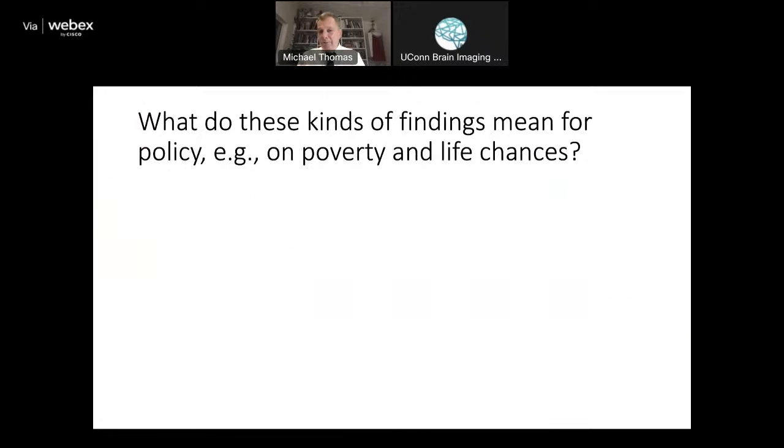So you can do this kind of research, and it has big policy relevance, potentially for education, say about poverty and life chances. But sooner or later, if you work in translation areas, you are going to find yourself in front of some important policymakers who are going to ask you tough questions about what that means.